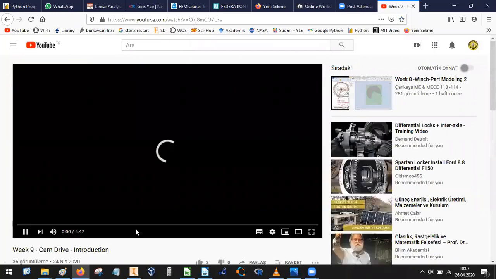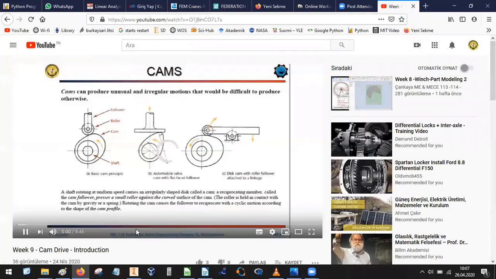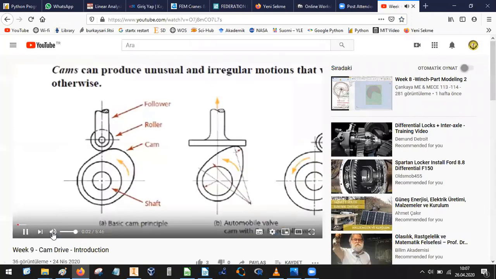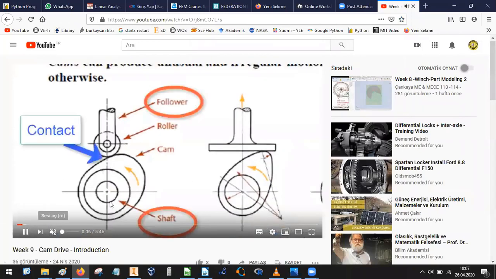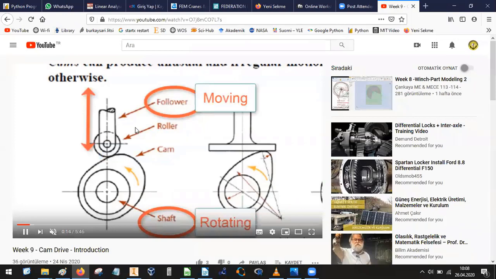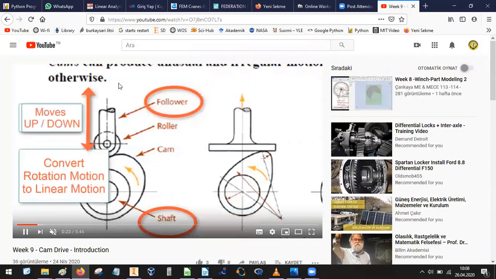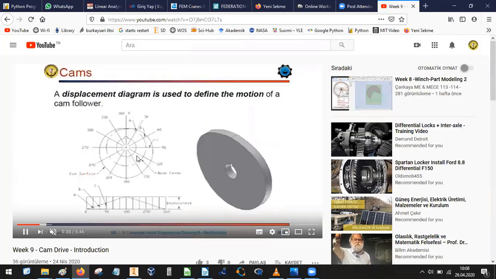Okay, in the cam designs, we have one cam unit. We have a follower, we have a shaft, and on this shaft we have inserted the cam. When we turn the cam or the shaft, the follower just goes up and down. We also have different types of cams.